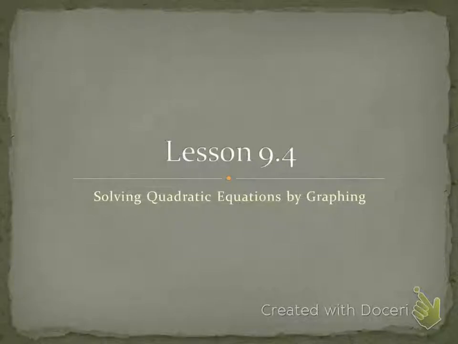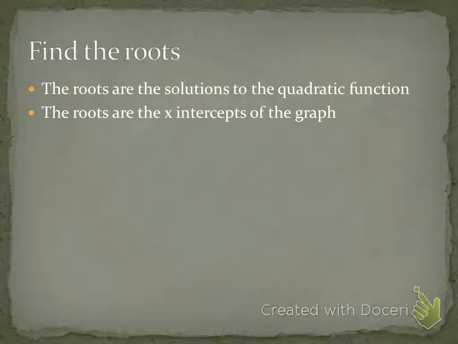All right, lesson 9.4, solving quadratic equations by graphing. Okay, we're going to find the solutions of a quadratic equation. First thing that I know is solutions to a quadratic equation are called the roots. So when on your homework or on a test or quiz, when I ask for the roots of the equation, I want the solutions, or what you see right here, the x-intercepts. The x-intercepts is where my graph crosses the x-axis.